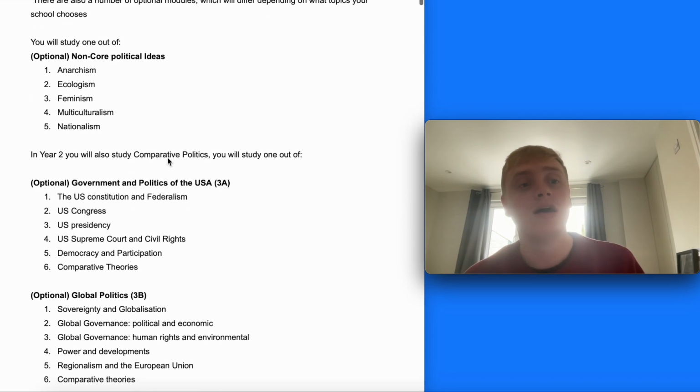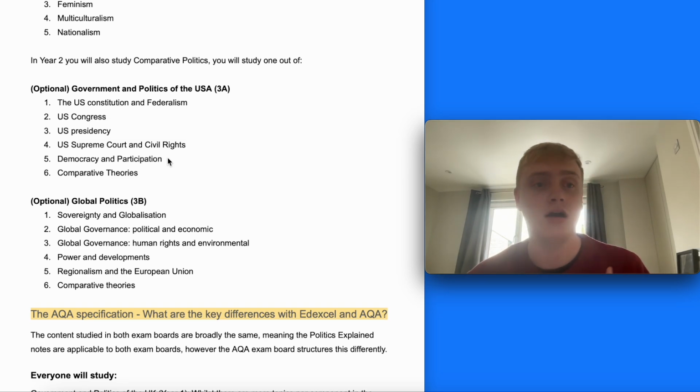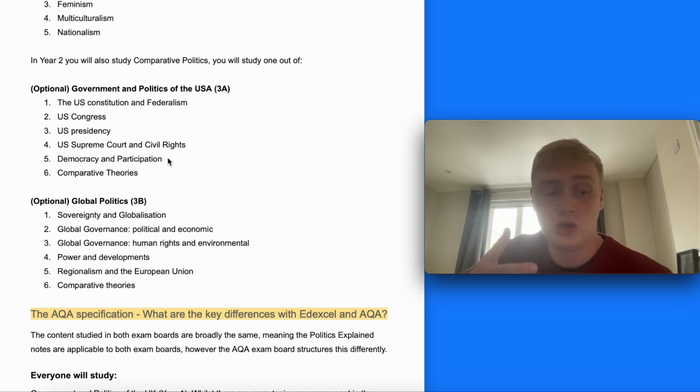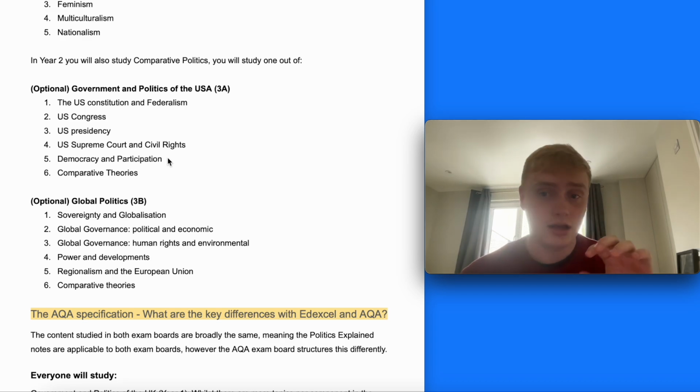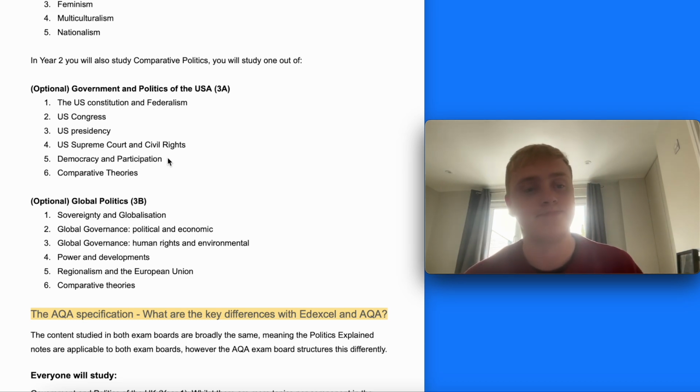In year two then, the final big topic is you choose, or your teacher chooses, either government and politics of the USA or global politics. So when you're looking at the US, you look at the US Constitution, US Congress, US Presidency, Supreme Court and Civil Rights, and democracy and participation. So similar topics to what we look at in the UK, but on the US side. And also comparative theories. That really brings in the key part of this, 3A and 3B. It's really comparing the US with the UK as well in parts of that exam.